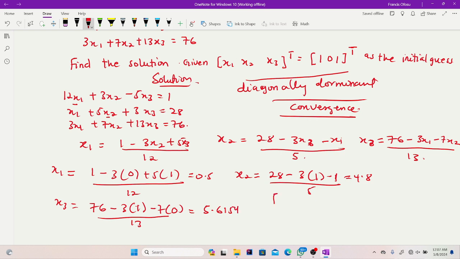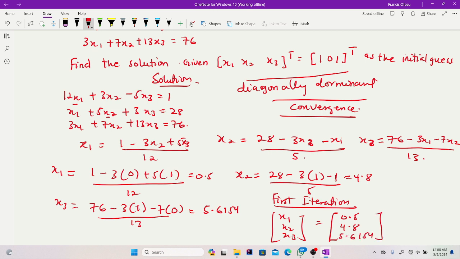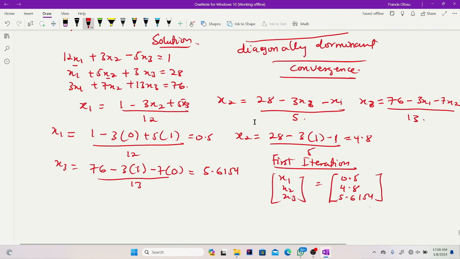So after the first iteration, the set of values you are getting for x1, x2, x3 is 0.5, 4.8, and 5.6154, right? You close bracket. So this is for our first iteration. We have got the values for our first iteration. For the second iteration, it's nothing except to put our new iterant values into the unknowns back again.